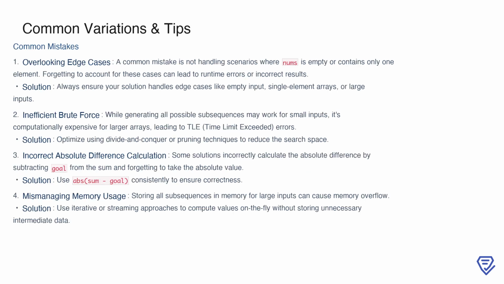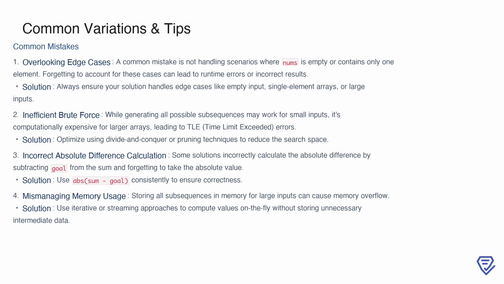When working on this problem, there are several common mistakes that can trip you up. First, it's easy to overlook edge cases. For instance, what happens if the input array is empty or contains only one element? Failing to account for these scenarios can lead to runtime errors or incorrect results. To avoid this, always ensure your solution is robust enough to handle edge cases, whether the input is empty, has a single element, or involves very large inputs.